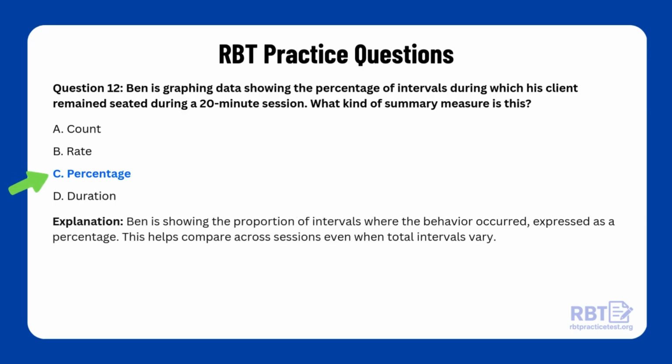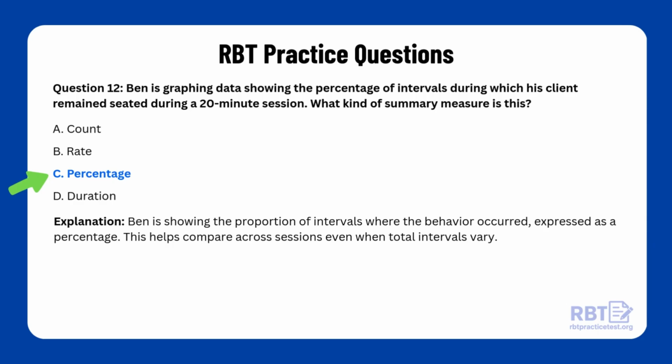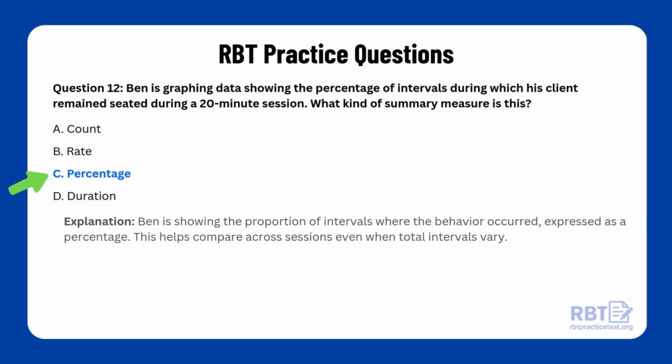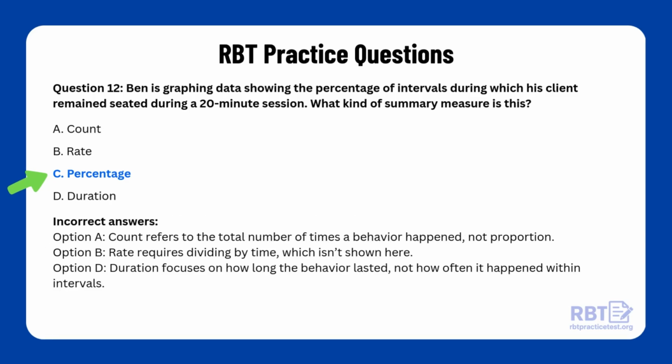Percentage. Ben is showing the proportion of intervals where the behavior occurred, expressed as a percentage. This helps compare across sessions even when total intervals vary. Now for the wrong answers. A refers to the total number of times a behavior happened, not proportion. B requires dividing by time, which isn't shown here. D focuses on how long the behavior lasted, not how often it happened within intervals. This makes percentage the most appropriate summary here.